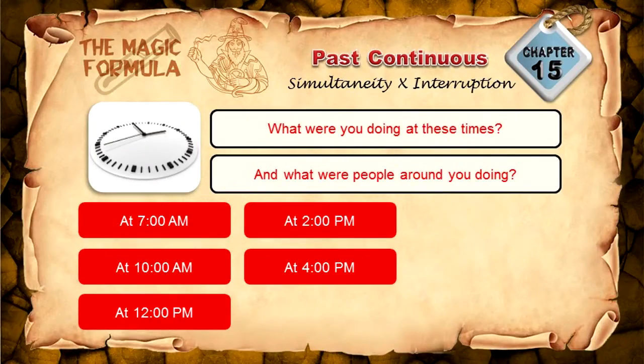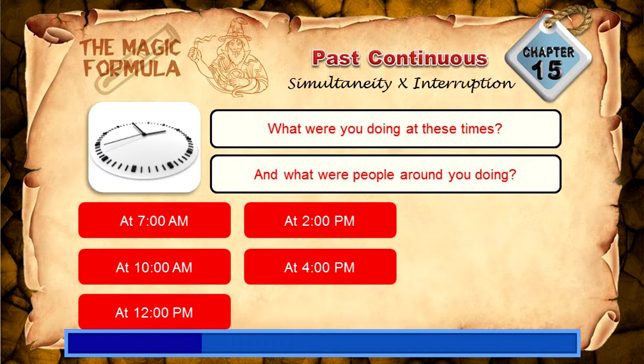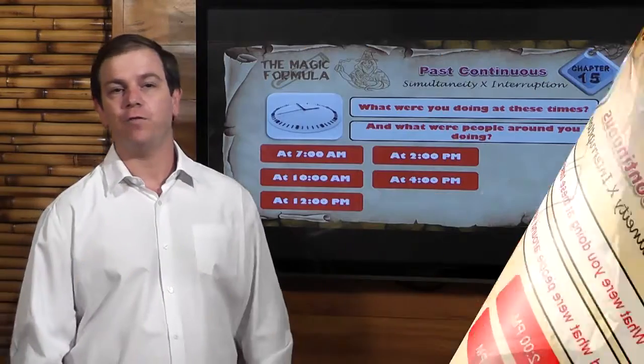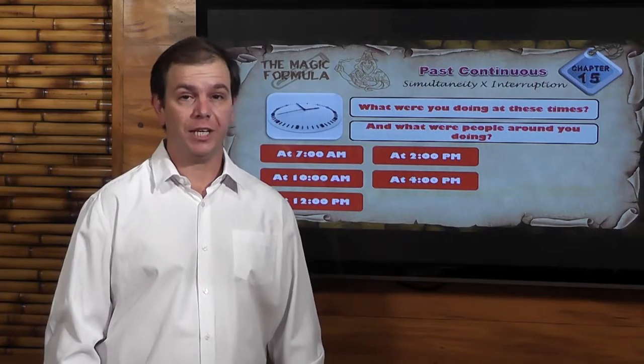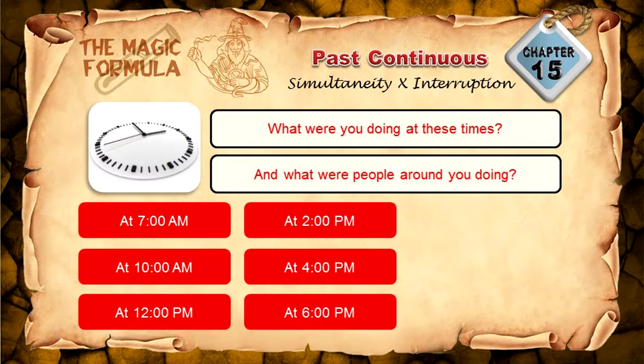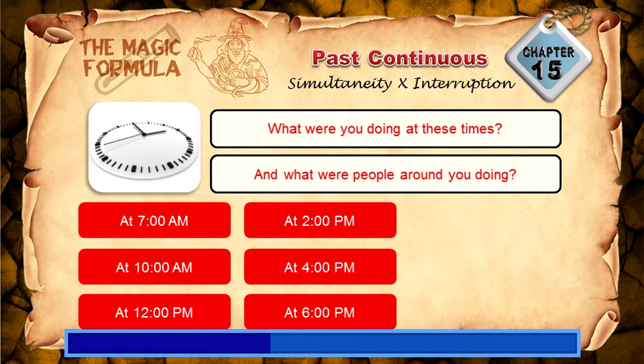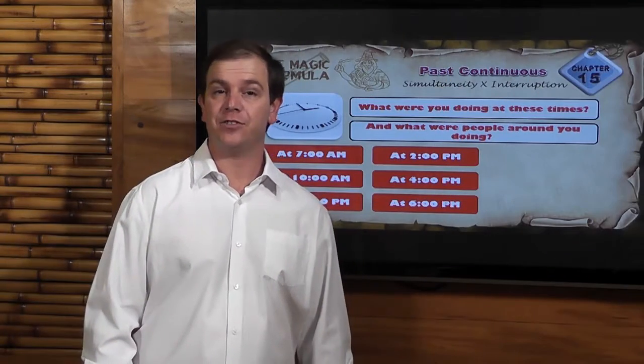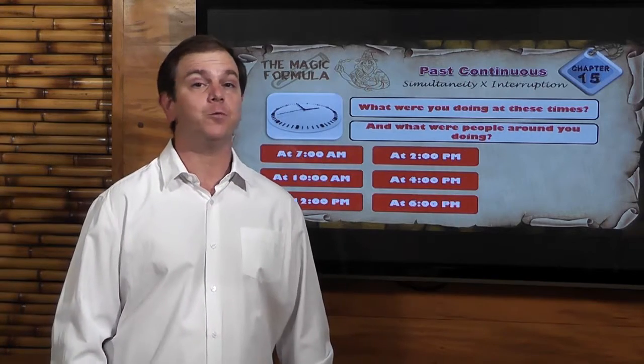Five. At 4 p.m. today or at 4 p.m. yesterday, what were you doing? What were people around you doing? Okay, so at 4 p.m. yesterday, I was also working and my friend was getting ready to go to college. Six. At 6 p.m. today or 6 p.m. yesterday, what were you doing and what were the people doing? So at 6 p.m. yesterday, I was going home and my friend was studying at college.